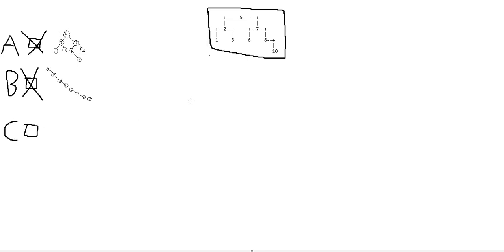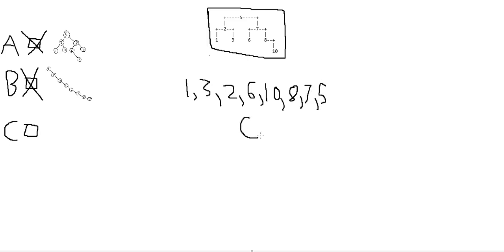Next we have C. The sequence that we were given for C is 1, 3, 2, 6, 10, 8, 7, and 5. First, again, we insert the 1. Next, we insert the 3. 3 is greater than 1, so it goes to the right subtree. Next, we insert 2. 2 is greater than 1, and 2 is less than 3, so it goes to the left subtree of the 3. 6 is greater than 1, and is greater than 3, so it goes to the right subtree of 3.